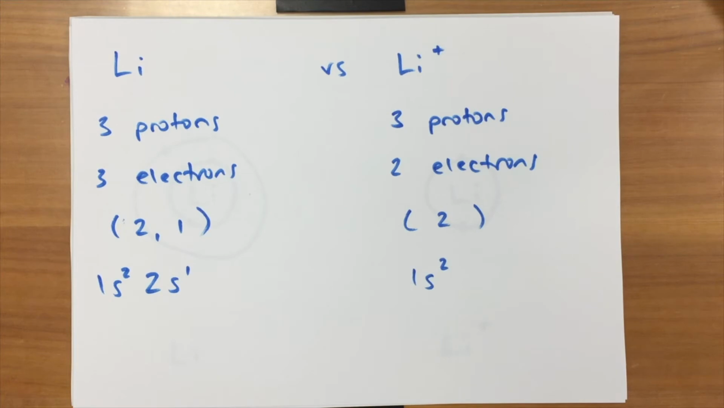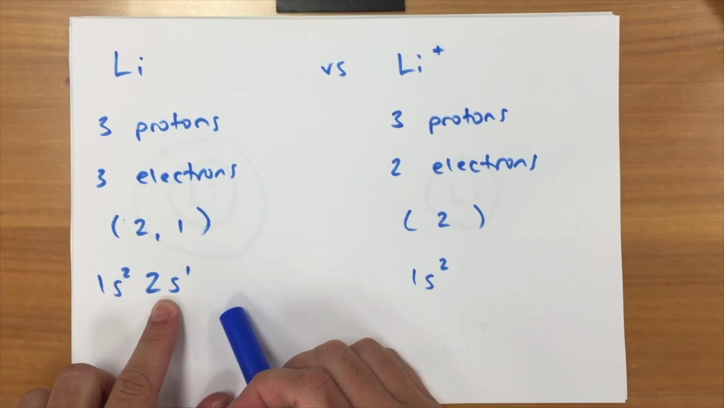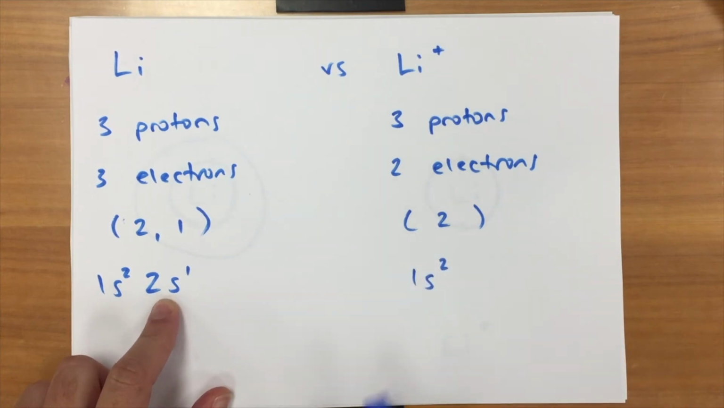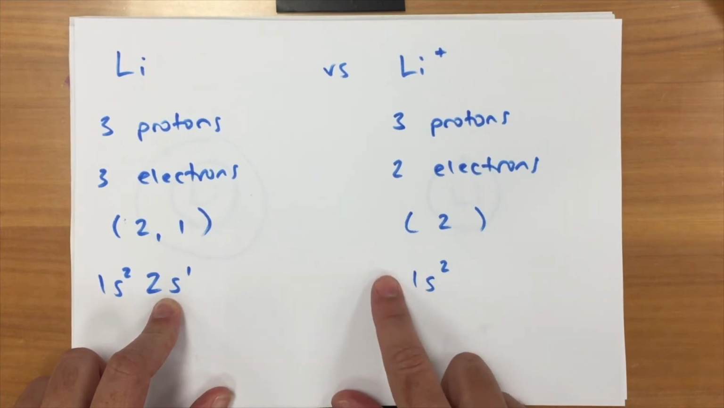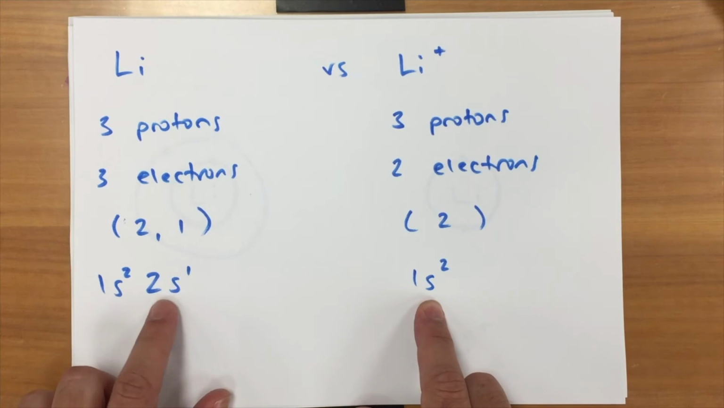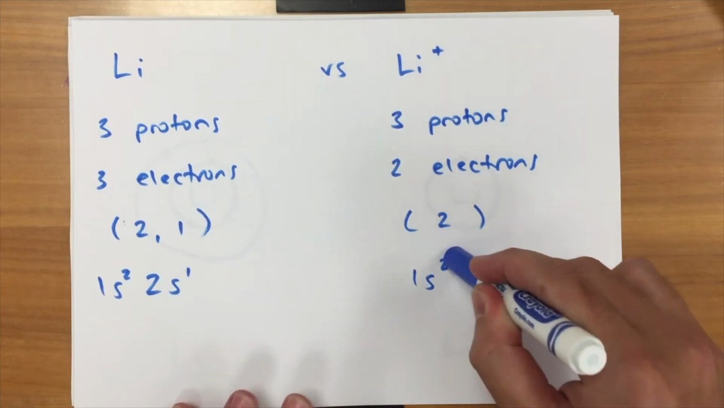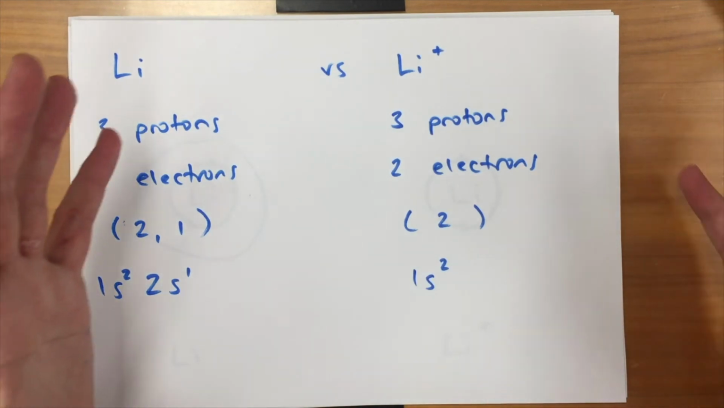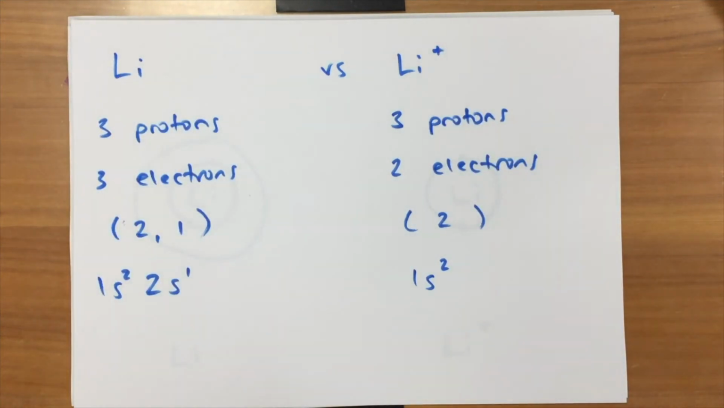Is there additional shielding for either of them? Yes. Lithium has a full 1st energy level, shielding the nucleus from the valence shell. Lithium plus does not have any additional shielding. Its valence shell is the full 1st energy level. It hasn't got anything blocking that. So there is additional shielding for lithium, and the lithium positive ion has lost its entire valence shell, the 2nd energy level, to become the 1st energy level, so much less distance.